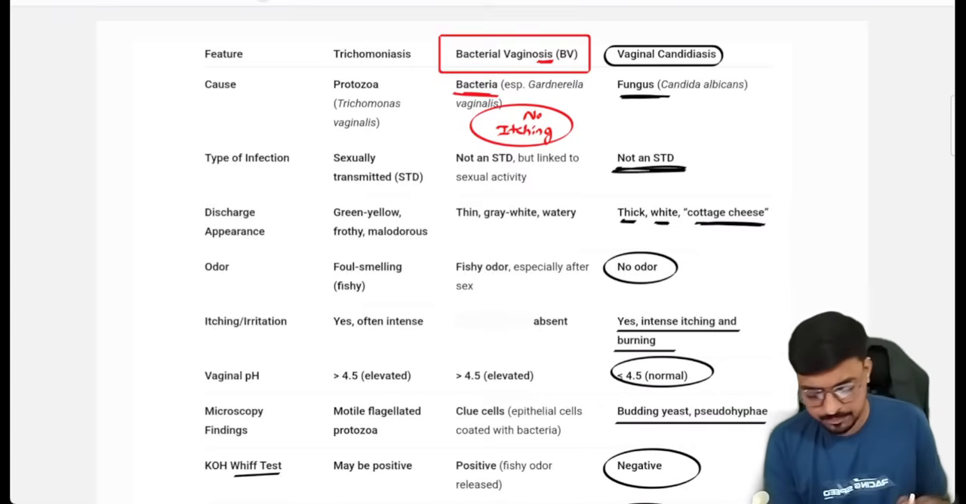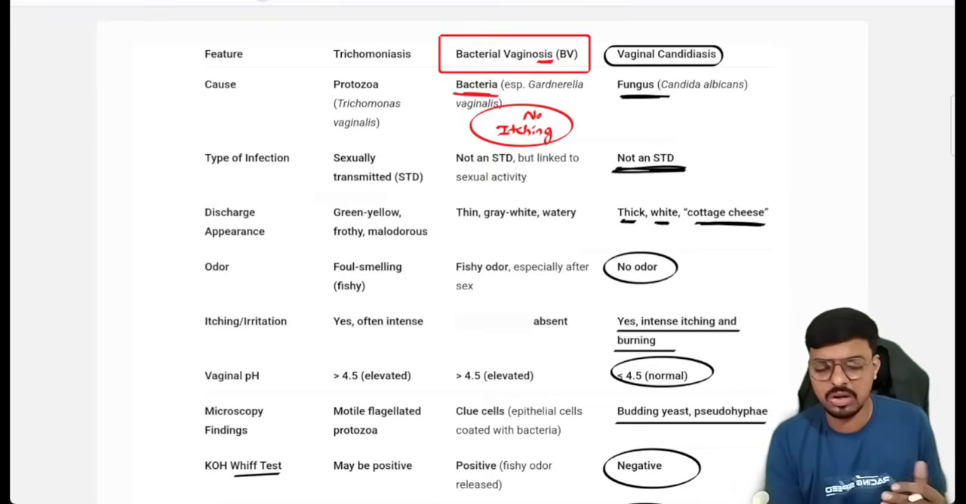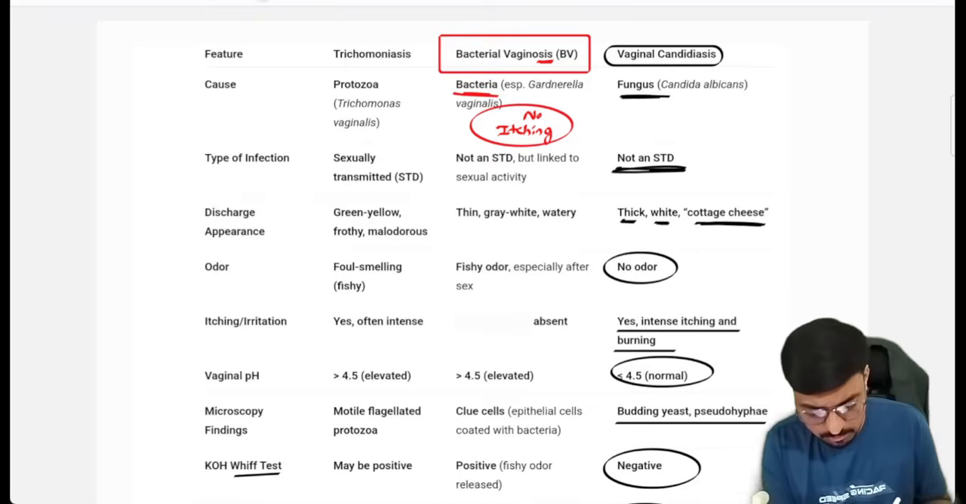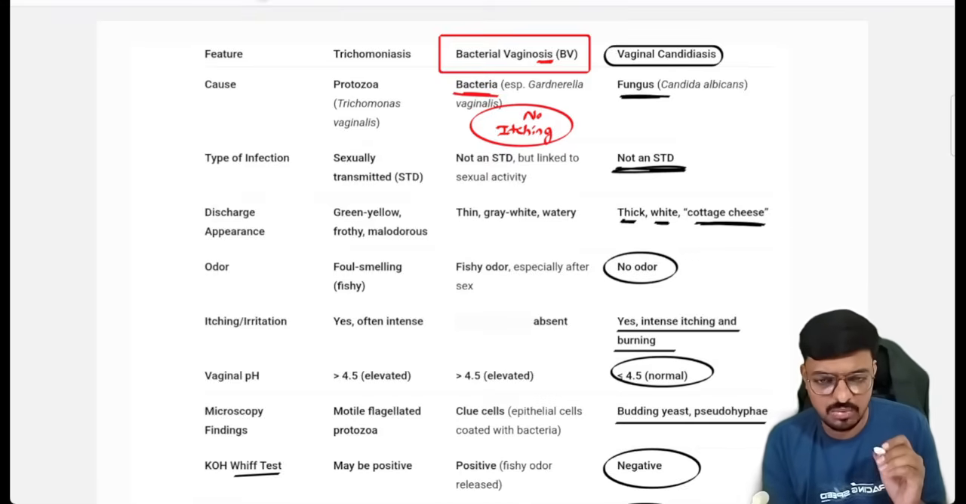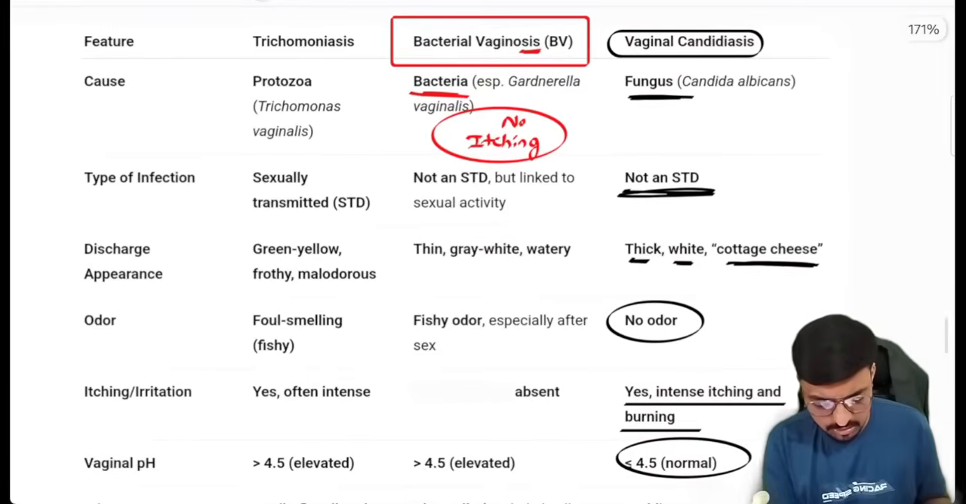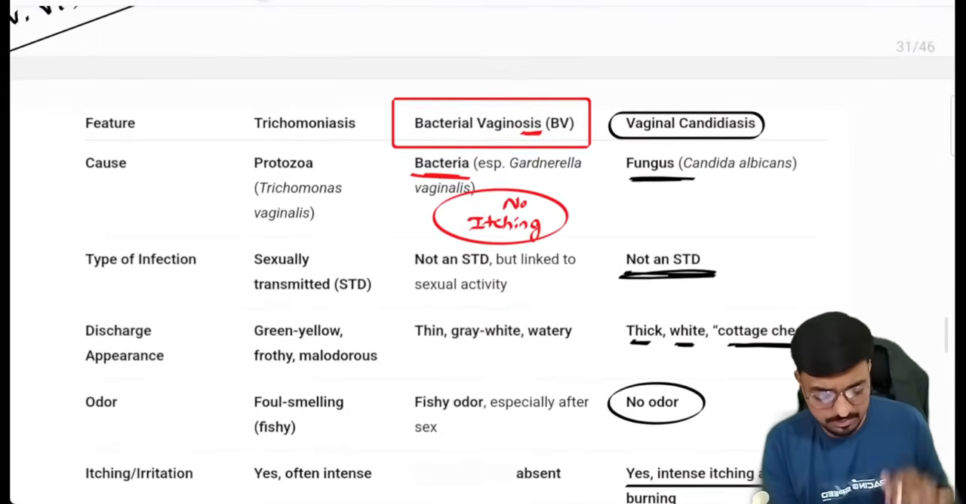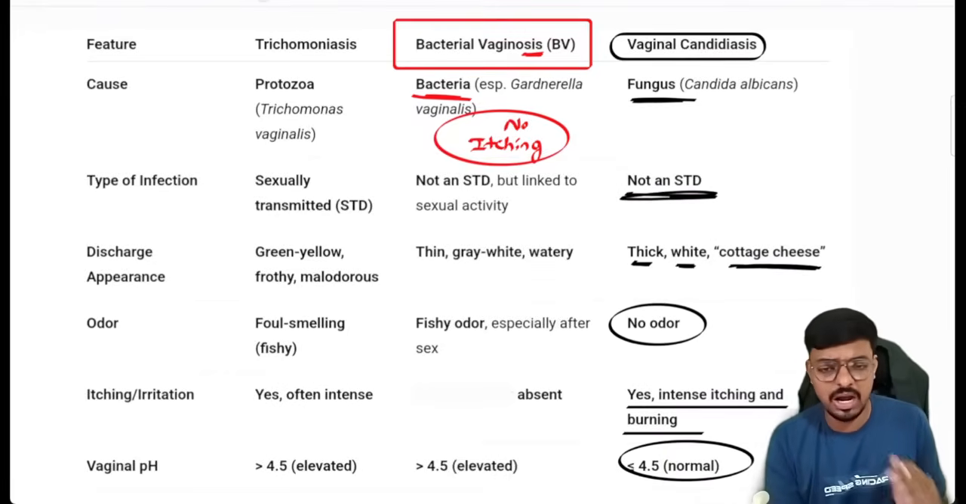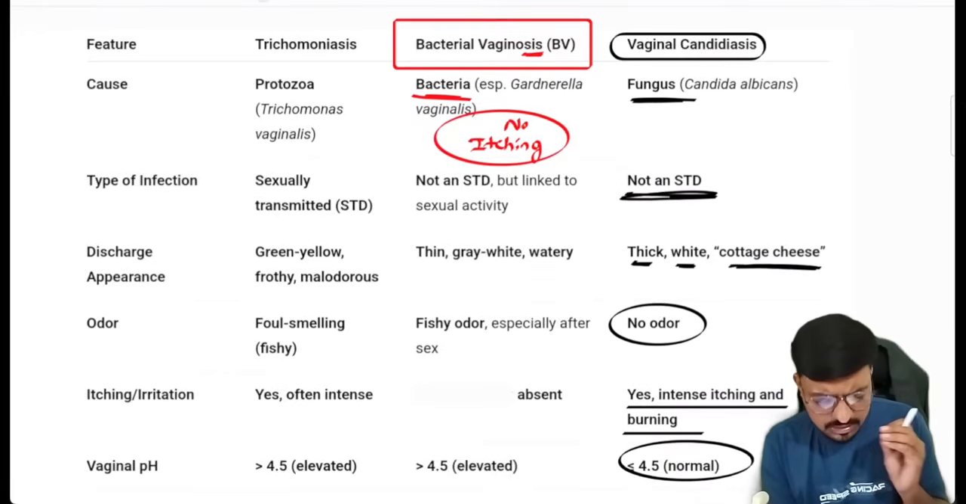Focus now. Bacterial vaginosis is a bacterial disease. All three of these are vaginitis, meaning inflammation and infection of the vagina will be there, but the differentiation and choosing the answer matters a lot. Bacterial vaginosis is a bacterial condition, vaginal candidiasis is a fungal condition. The causative organism of bacterial vaginosis is Gardnerella vaginalis, and the causative organism for fungal candidiasis is Candida albicans. Vaginal candidiasis is not associated with sexually transmitted disease, and it is not associated with recent sexual activity.